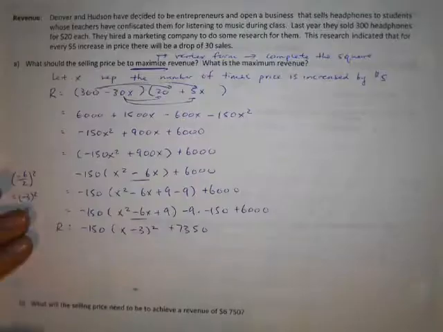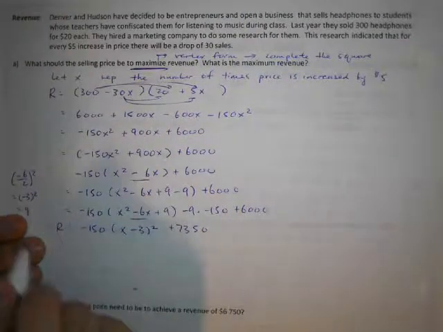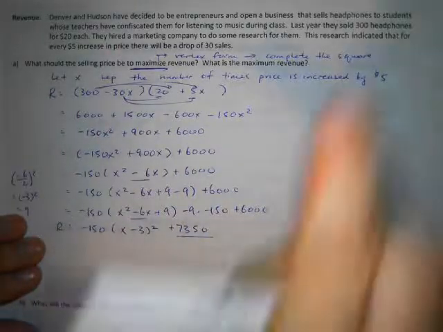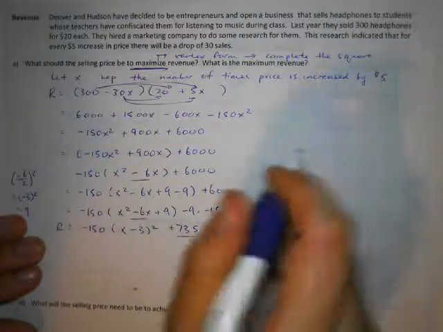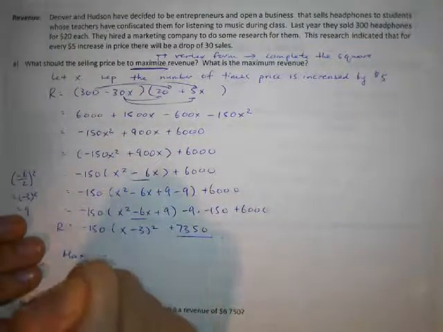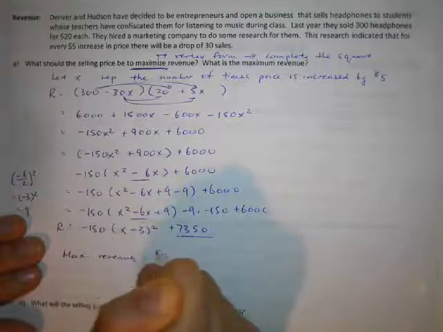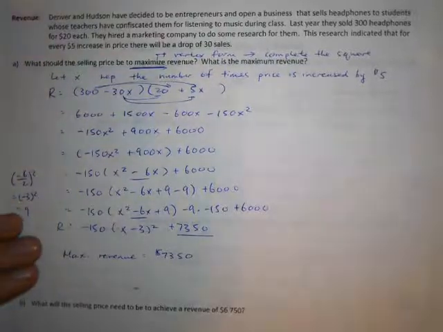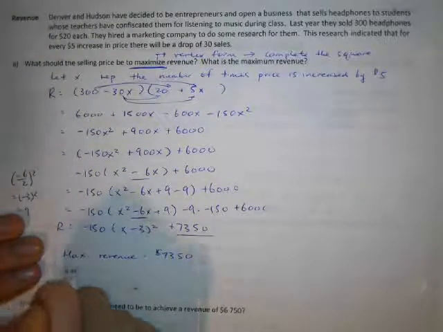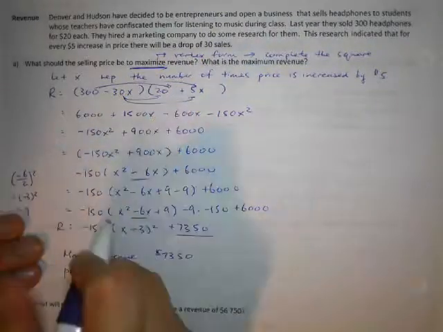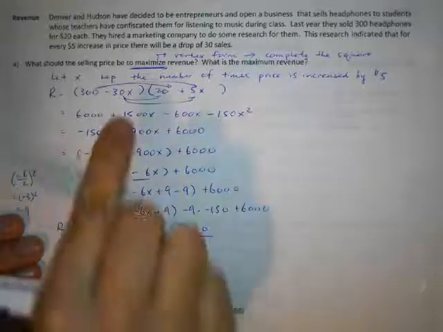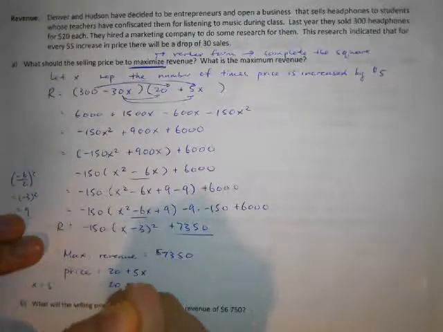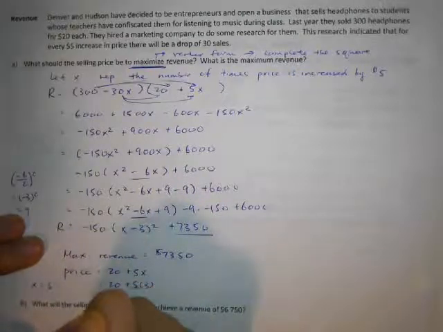Okay, so we got the equation in vertex form. From here, we know the maximum revenue is just $7,350. To get the price, for the price, we know that it's 20 plus 5x, and x in this case we get 3, so just plug that in to the x. 20 plus 15 is $35.